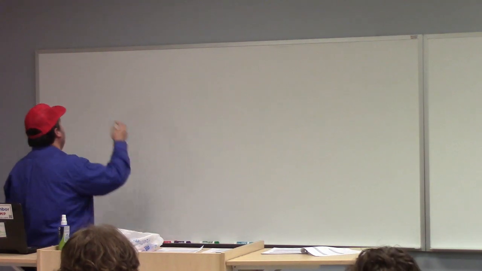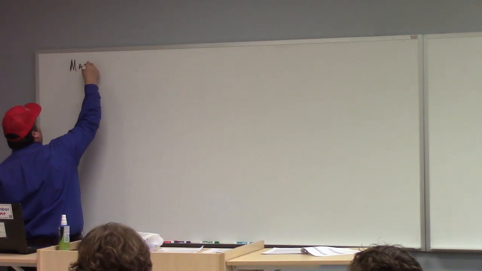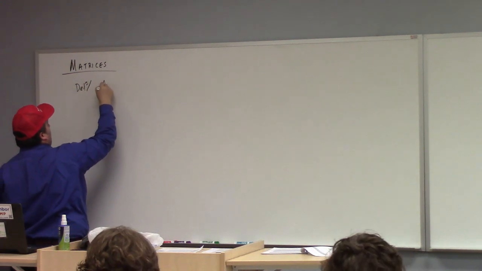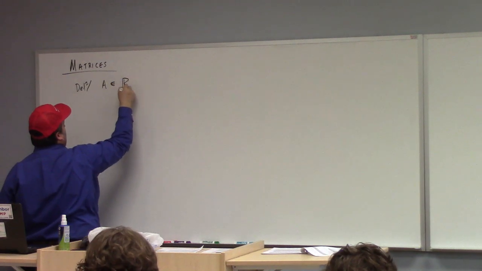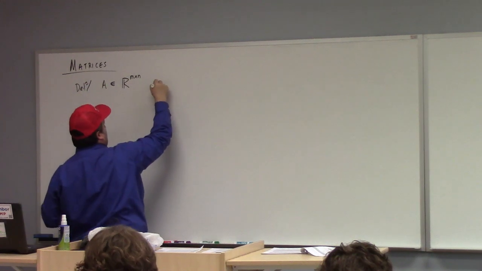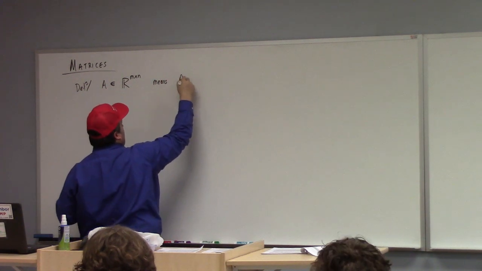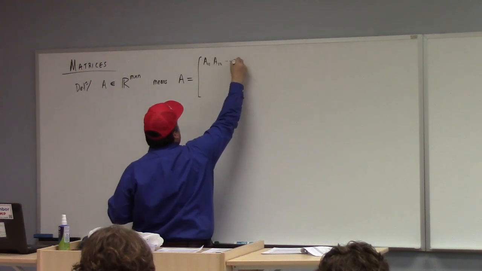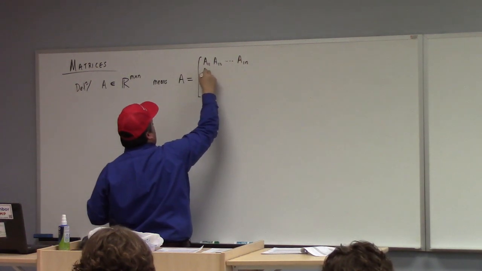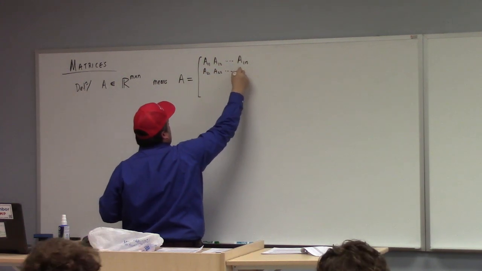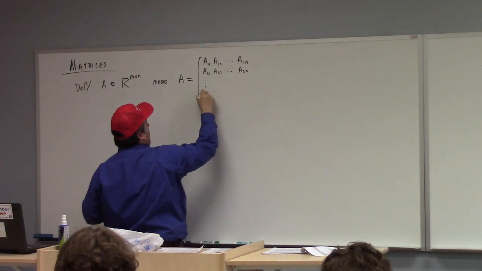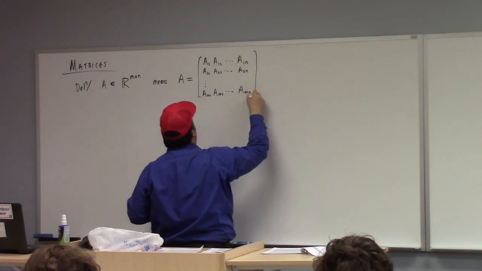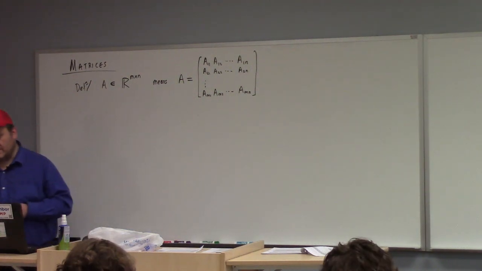But, okay, so, matrices. Definition. A, an element of R^(M×N), means A is equal to A11, A12, ..., A1N, A21, A22, ..., A2N, ..., AM1, AM2, ..., AMN. So this is an M by N matrix.